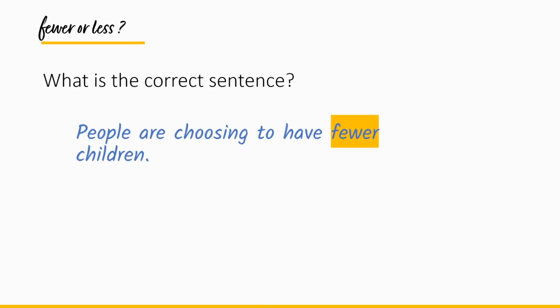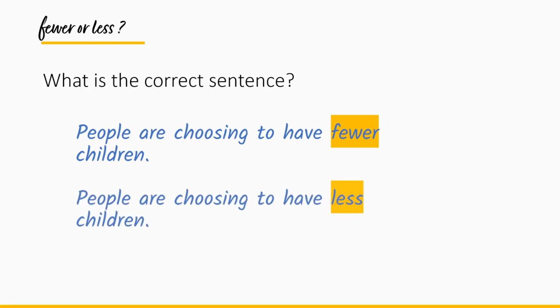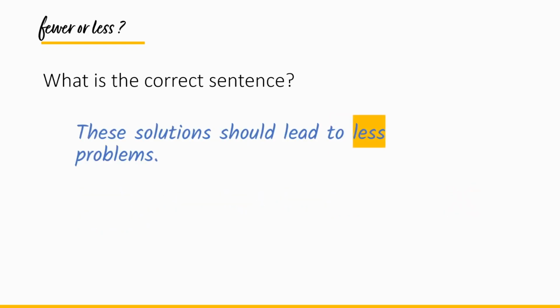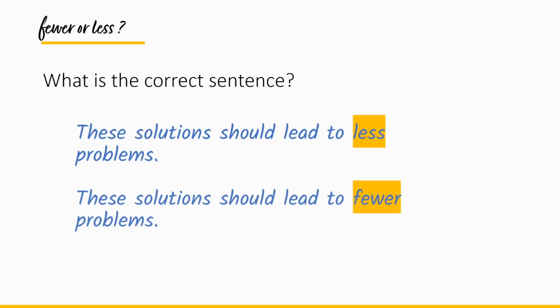People are choosing to have fewer children. People are choosing to have less children. The correct sentence is the first one, fewer children. These solutions should lead to less problems. These solutions should lead to fewer problems. The correct sentence is the second sentence, fewer problems.